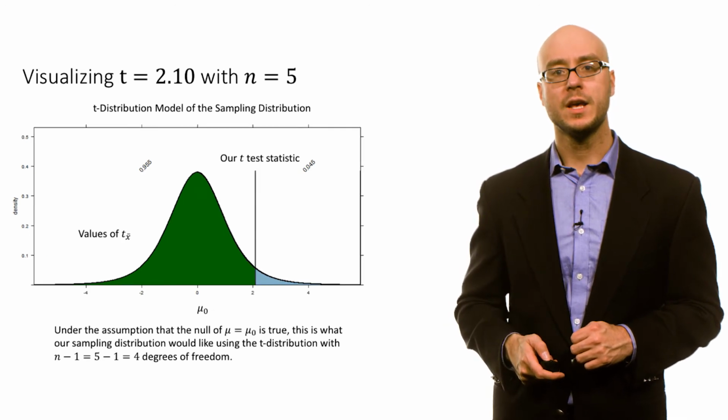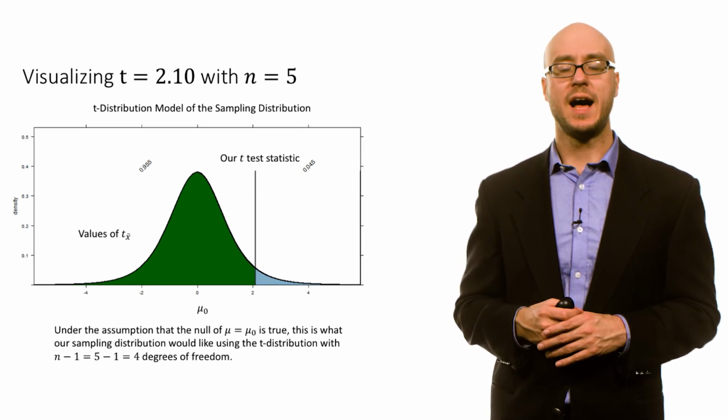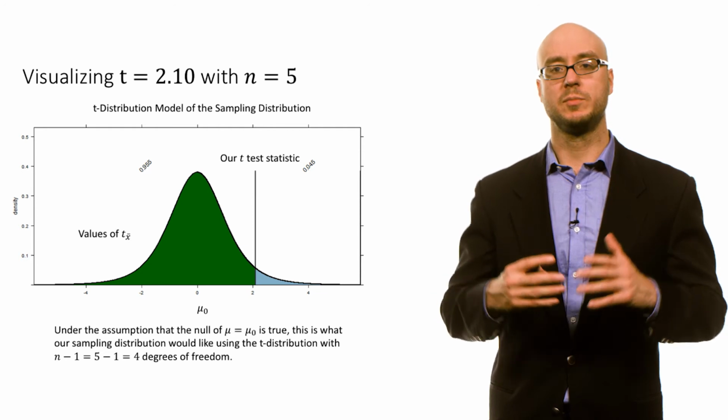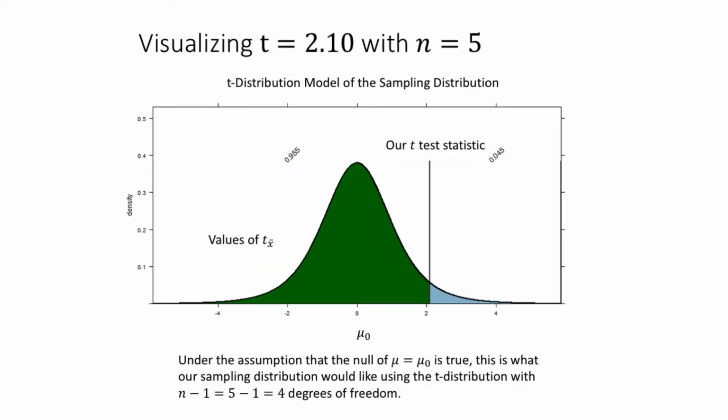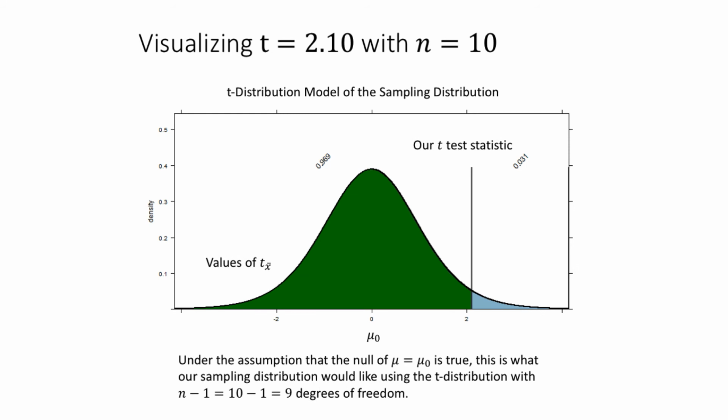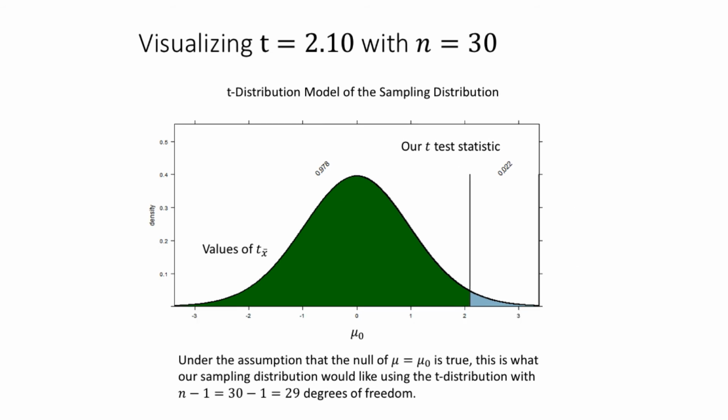With a sample size of 5, you can see that the distribution looks a little bit more normal. This just reflects the fact that as the sample size increases, that sampling distribution is going to look more and more normal. Here's the t-distribution with a sample size of 10. And here's the t-distribution with a sample size of 30.